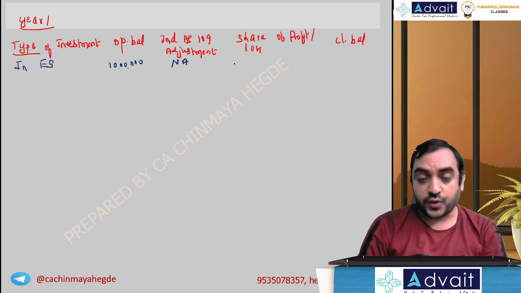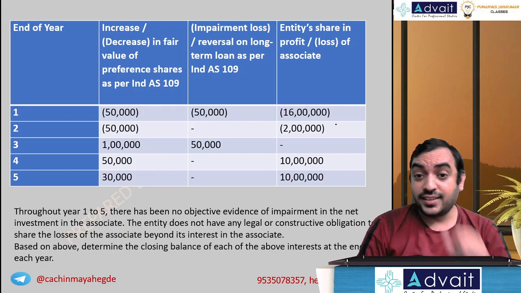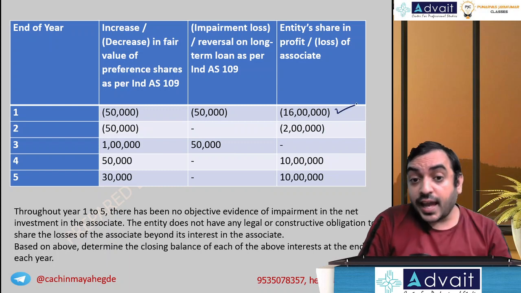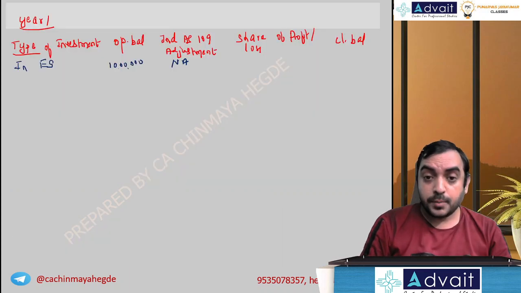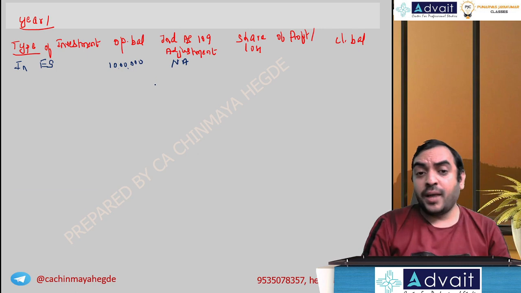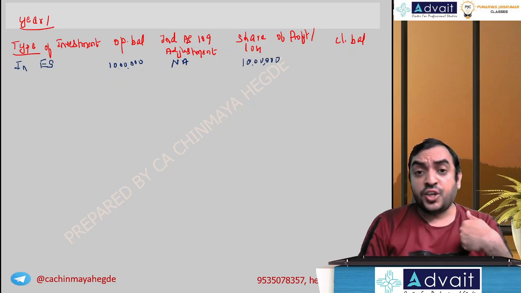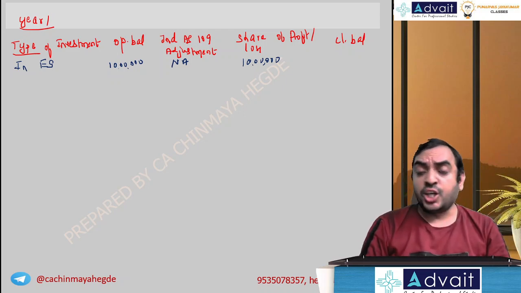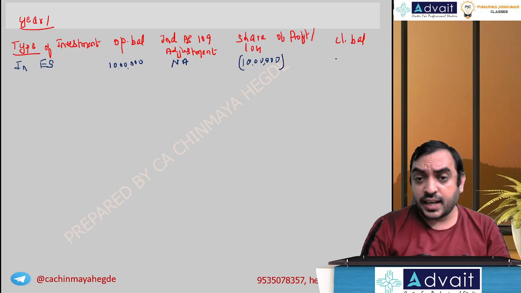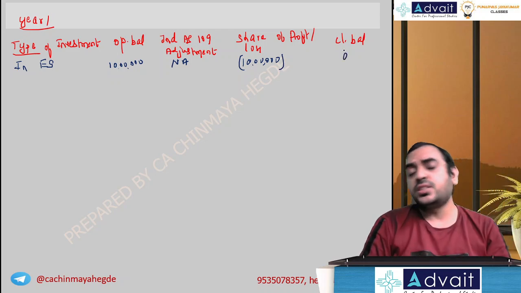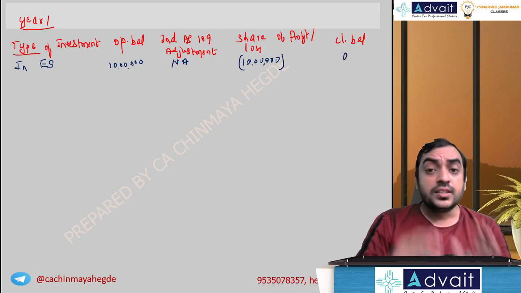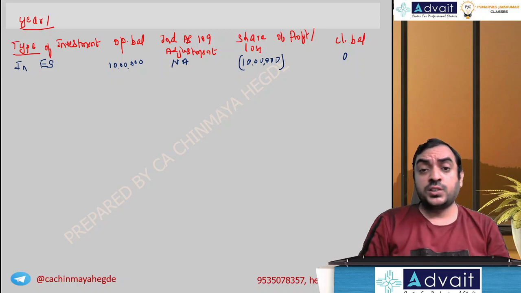And share of loss. How much is the share of loss? Look at the share of loss. 16 lakh is the loss. But I have only opening balance 10 lakh. So how can I adjust? Balance 10 lakh only. I cannot do 6 lakhs, because we don't have any obligation beyond our investment, the limited liability concept. So I can only adjust 10 lakh. Closing balance becomes 0.